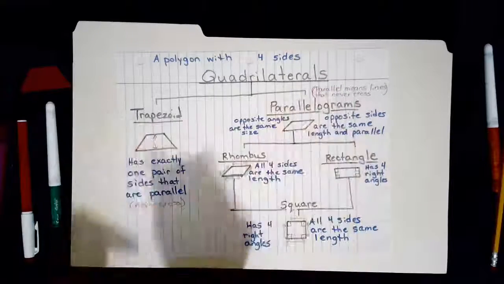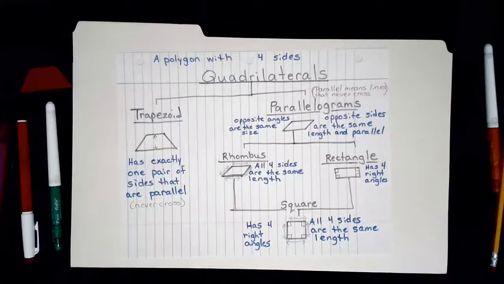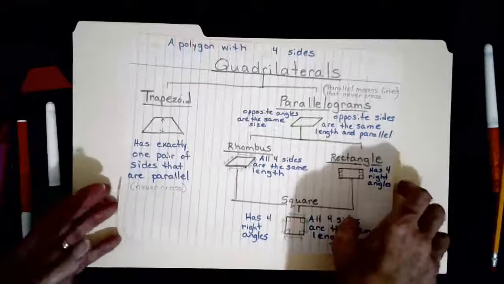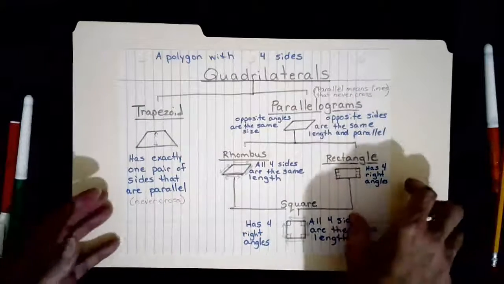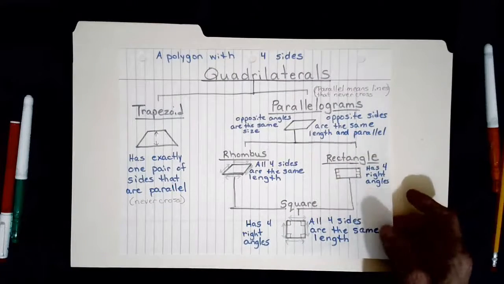So we can sort shapes by different attributes, and these are some of the ones that we're going to be using today in our lesson. So therefore, once you've made that, keep it handy because we're going to be referring back to it. Now let's look at our lesson.